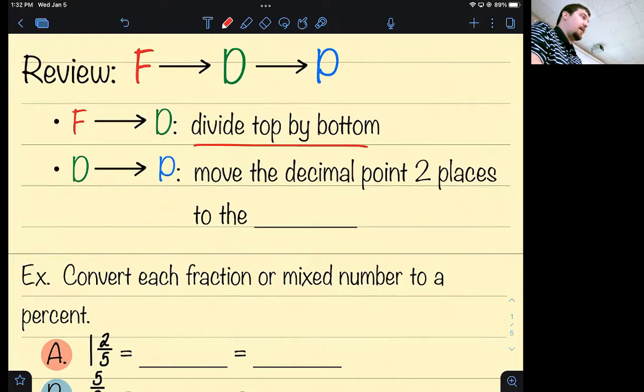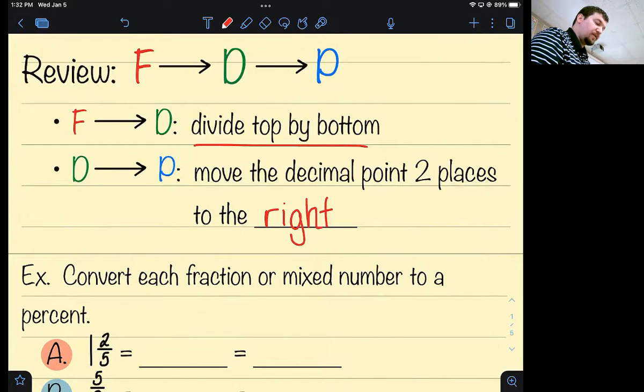Does everyone have a calculator out on their desk? Okay. So once I've got my decimal, fraction to decimal, I have to move the decimal 2 places in what direction? Kaylee? To the right. To turn a decimal into a percent, move the decimal 2 places to the right. That is because all percents are bigger than their equivalent decimals. They're bigger, so you move it to the right.